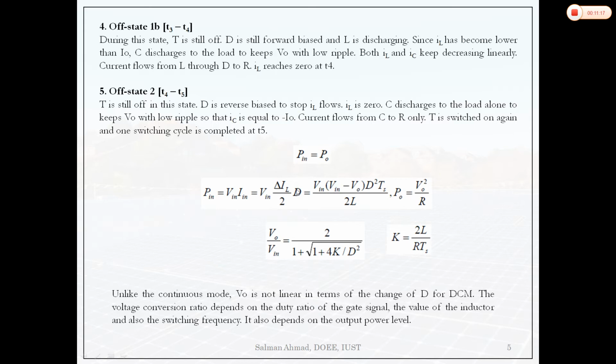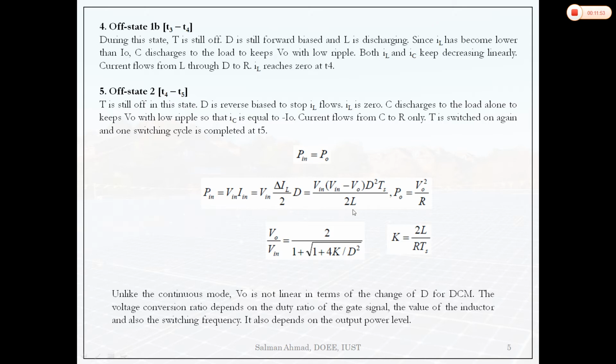So here you can see that it is V in into delta IL upon 2 times D. Now if we substitute the delta IL value, delta IL is nothing but V in minus V O into D TS upon L, because in on time the slope was V in minus V O upon L. If we multiply by D TS, then we get the delta IL value. So here one extra D, so D multiplied by D will give D square TS upon 2L. So this is the input power. Similarly, output power we can write as V naught square upon R.